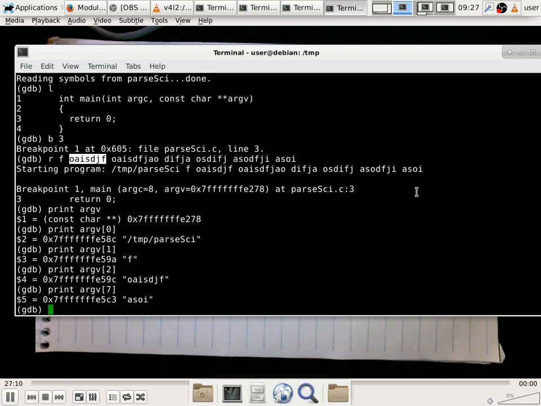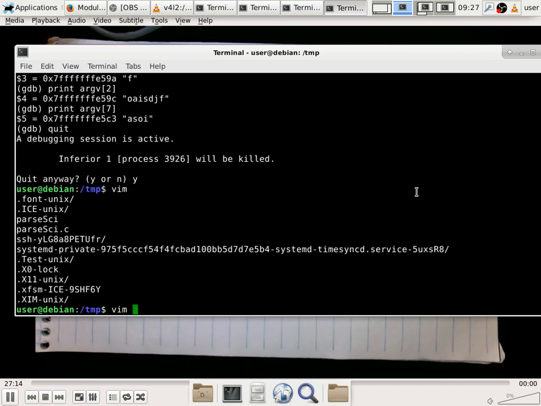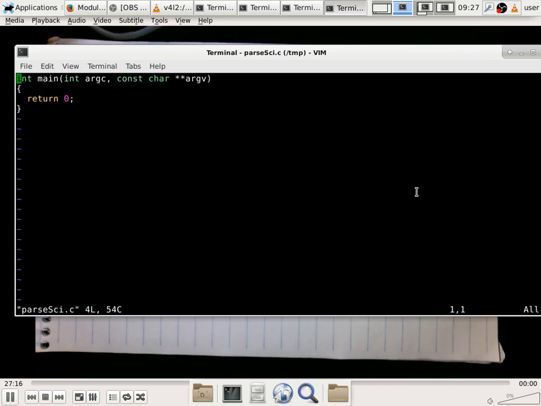So now I can quit the debugger, go back into the program, and now I can do some checking. I can say if ARGC is greater than 1, then I'll go ahead and proceed with doing more stuff. Otherwise, I might print an error message, I might do something else, but I'm not going to do any processing if ARGC is 1.